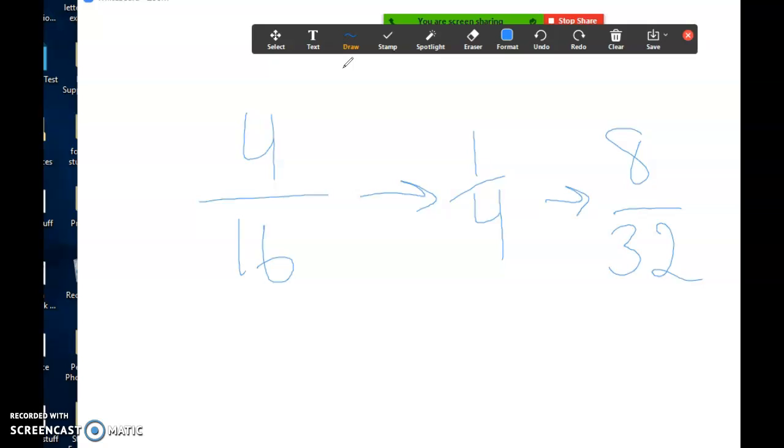1 times what equals 8? Good. So you multiplied by 8. And then what did you do to the bottom? Multiplied 8 by 4. Yep. And then got 32. Looks good to me. Nice, Andrew.